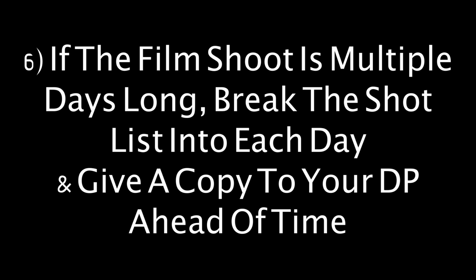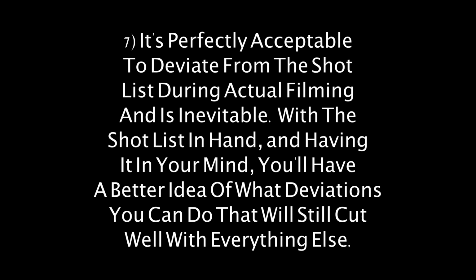Number 6, if the film shoot is multiple days long, break the shot list into multiple shot lists according to production day and give these to your DP ahead of time. Number 7, it's perfectly acceptable to deviate from the shot list during actual filming, and that it is inevitable. With the shot list in hand and having it in your mind, you have a better idea of what deviations you can make that will still cut well with everything else you're filming.